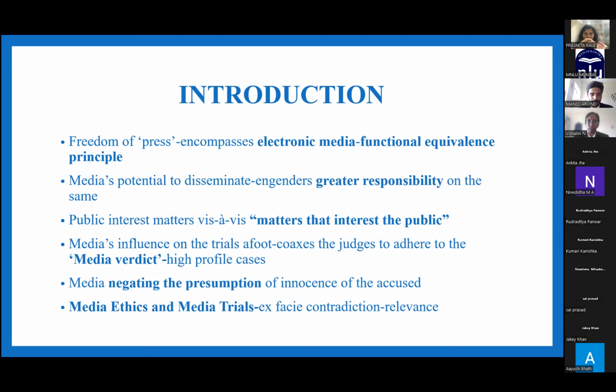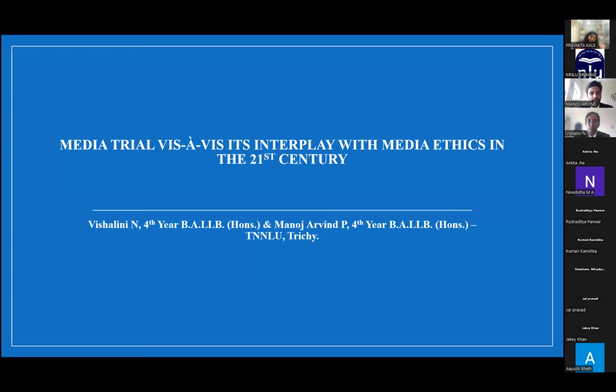If we look at the title of the paper itself, can you move to the previous slide? So if you look at the title of the paper itself, it has media ethics in its phraseology. Basically, media ethics is a form of reasonable restrictions. We all see the reasonable restrictions which are enshrined under Article 19, Clause 2, which operate upon Article 19(1)(a). So media ethics is also a form of reasonable restrictions, by which the media is circumscribed in disseminating information to the public. Media ethics stand in straight contradiction to media trials, and hence the relevance of this instant paper.